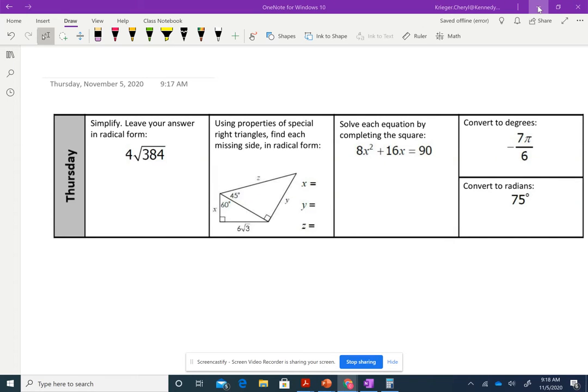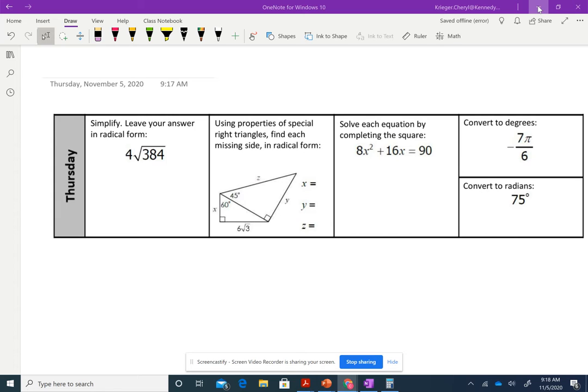Hey guys, this is for those of you who were confused on some of the Bellwork questions. I'm just going to go over them one at a time, kind of like we do in class. Column 1, we are simplifying the square root of 384.